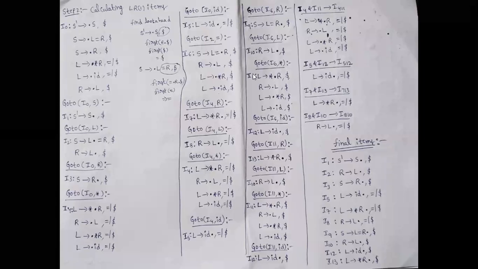Then we are applying go to on I11 comma star. So here the production is L produces star dot R comma dollar. After the dot we have capital R, then add the productions of R and L. After the dot we are having capital L, then add the productions of L. So here I11 is equal to the state.